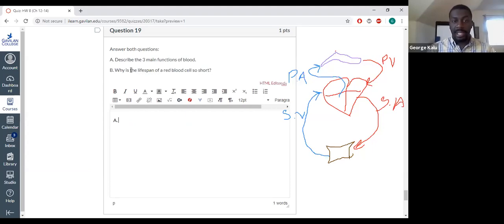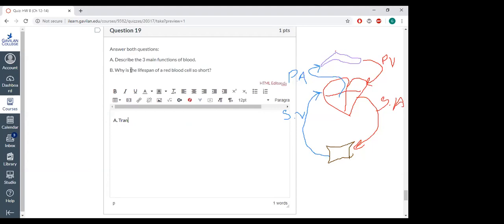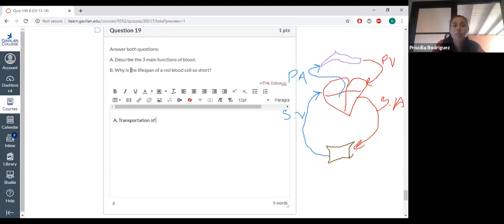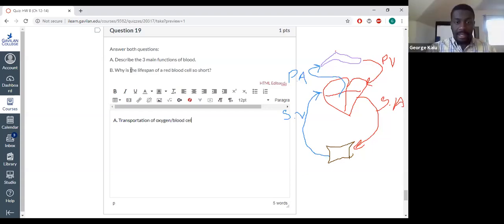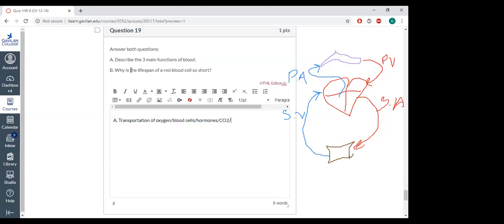Okay, so someone give me one function. Transportation. Right, so transportation of what? What are we going to be transporting? Oxygen. Nutrients. Blood cells. Yeah, so it's going to be transporting oxygen, blood cells, hormones, carbon dioxide, nutrients. So all these things are going to be transported in blood.